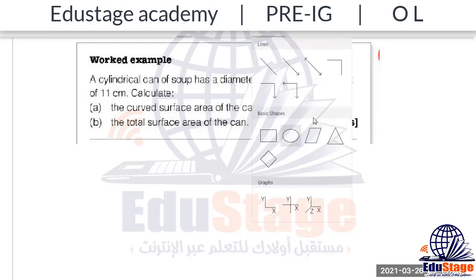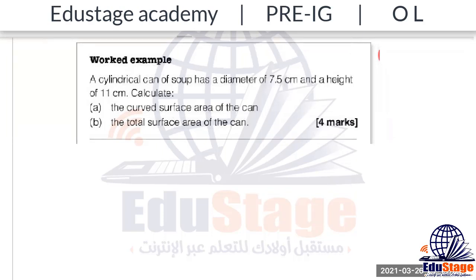Guys, I need you to imagine the cylinder. It is something like this. So you need to find the curved surface area. It means you need to find the rectangle only here. This part only.